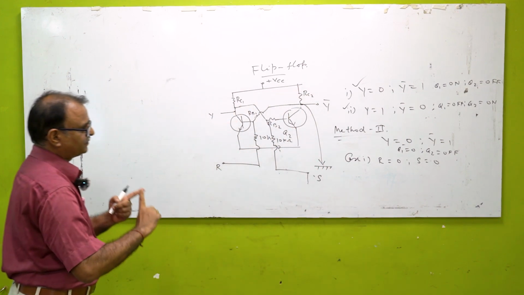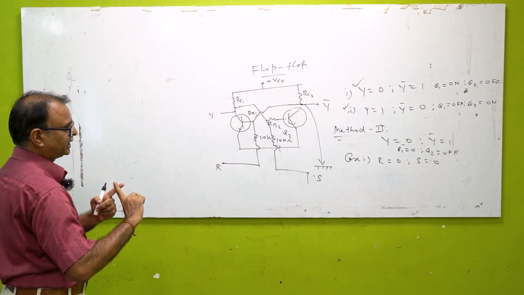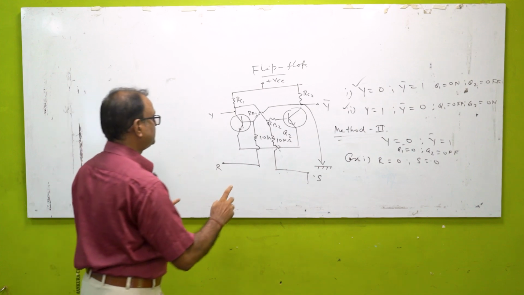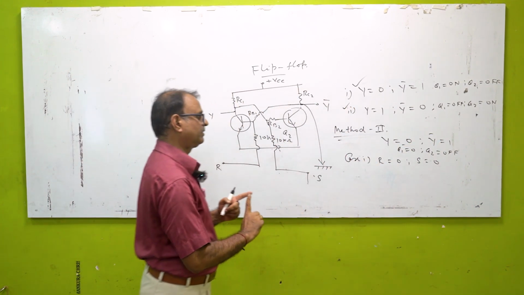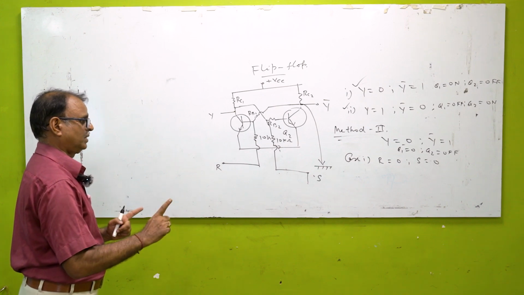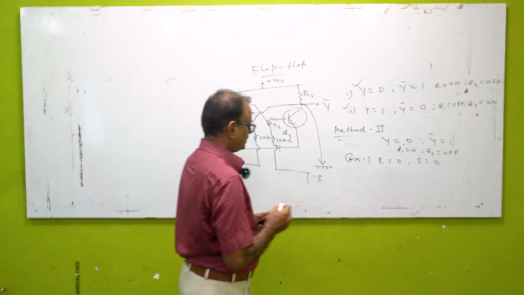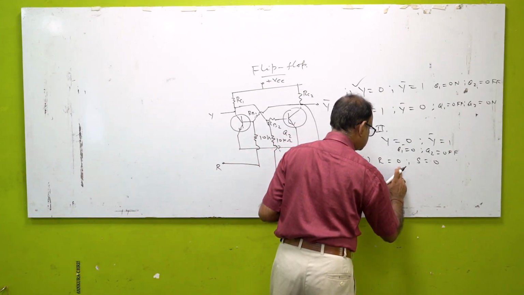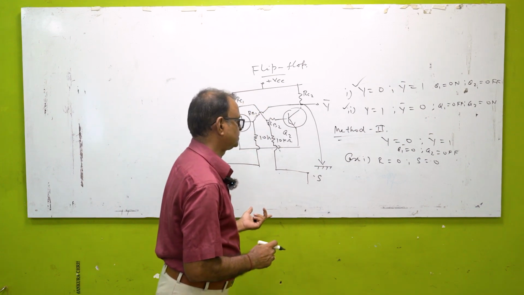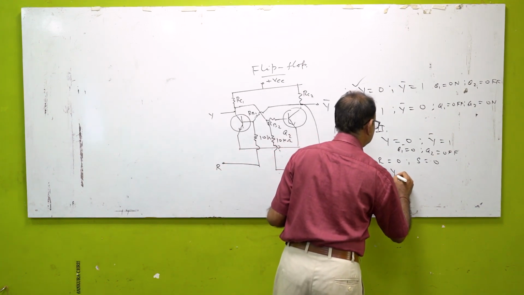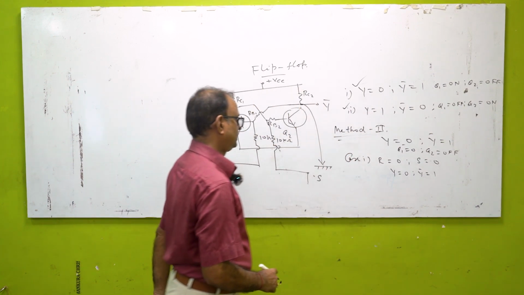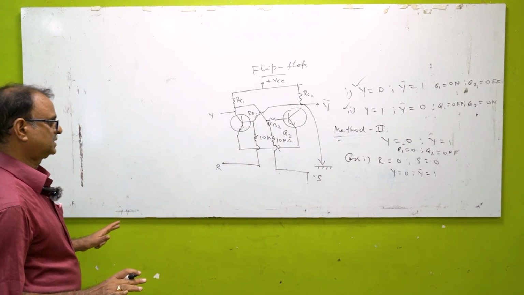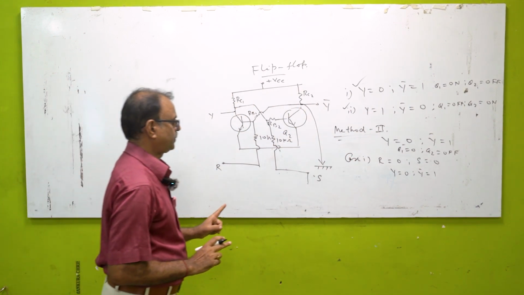So under the condition of R equal to 0 and S equal to 0, there will be no change in the outputs y and y bar. They will remain as 0 and 1. So the conclusion is that when R is equal to 0 and S is equal to 0, we get y equal to 0 and y bar equal to 1. That means there is no change in the output states. This is case number 1.